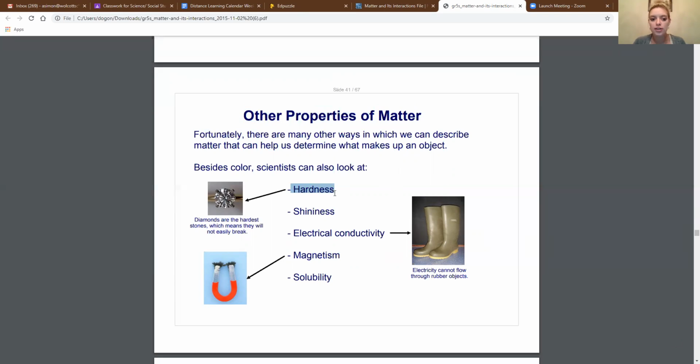Hardness is very simple. It's how hard something is. Does it easily break or not? As an example, diamonds are the hardest stones, which means they will not easily break. So hardness is a measure of how easily something breaks.